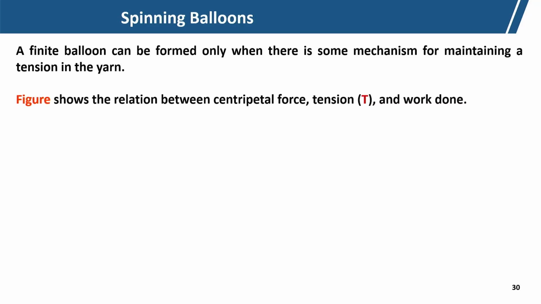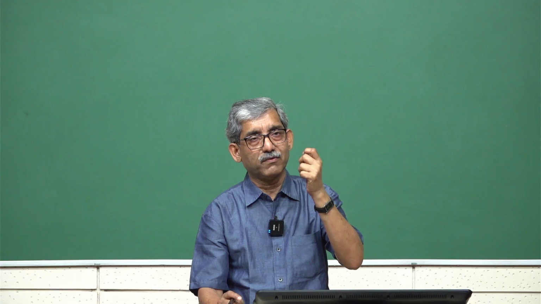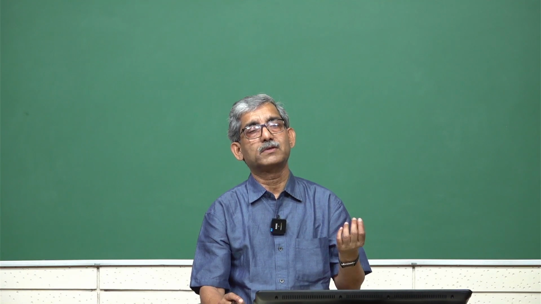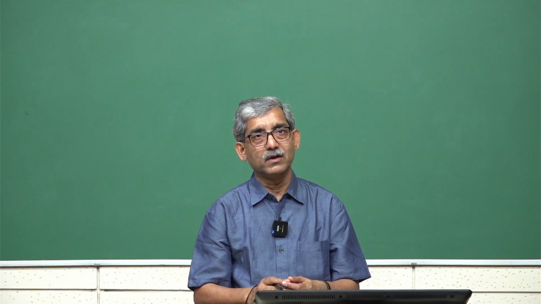So, a finite balloon can be formed when there is some mechanism to maintain yarn tension. If the yarn tension is not there, the balloon will collapse. So, there must be some yarn tension. That means if we produce a very light yarn, a very fine yarn, there may be a chance of balloon collapse, or else if we produce at a slower speed, when the traveller's RPM is slower, then a finite balloon may not be formed.